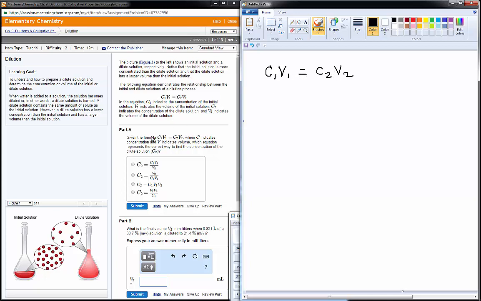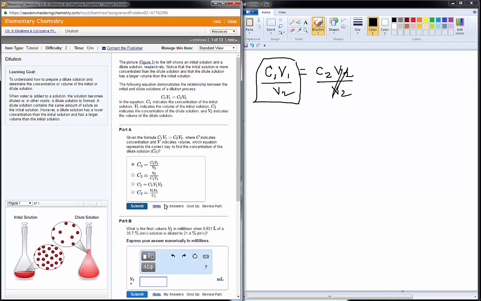So here, given this formula, they want to know how to solve for C2. And you guys know how to do algebra. If I want to solve for C2, I've got to get rid of V2. Cancel those out, and we find that C2 is equal to C1 V1 over V2. So that's what they want us to pick.